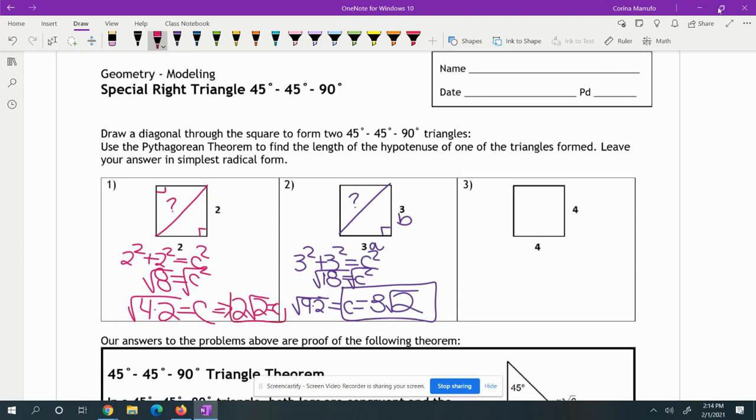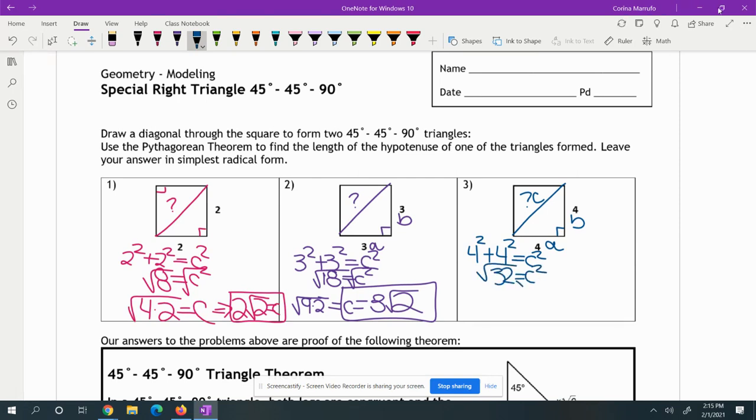Okay, we're going to do the same thing one more time. This time where our sides are 4. So we're looking for this diagonal right here. We don't know what it is. This is my A, this is my B. And our diagonal is our C, our hypotenuse, because it's the side across our right angle. Okay, so we're going to set it up. 4 squared plus 4 squared equals C squared. 4 squared plus 4 squared gives us 32.